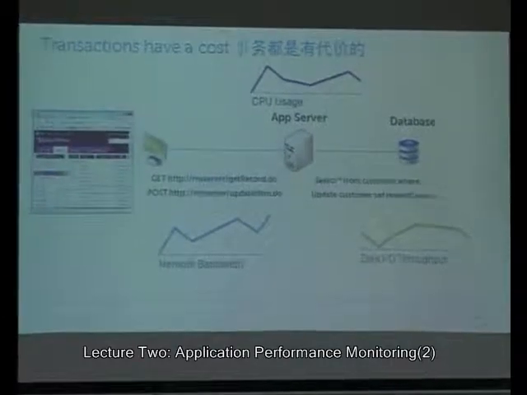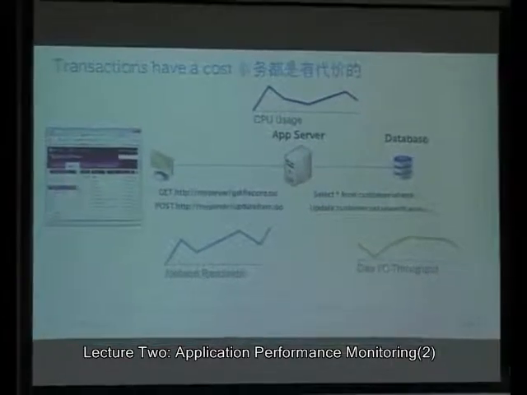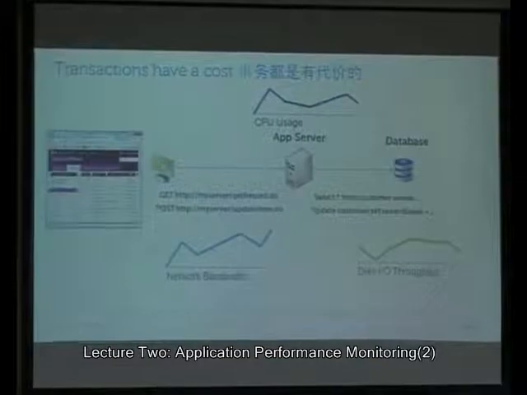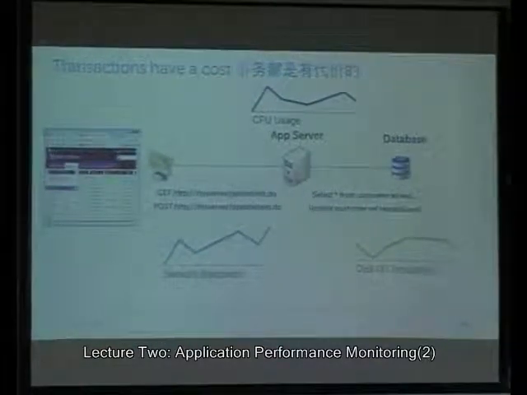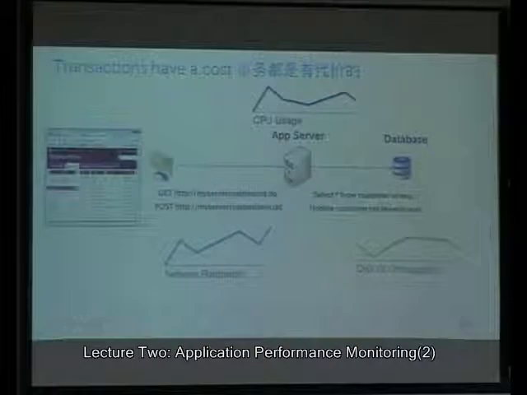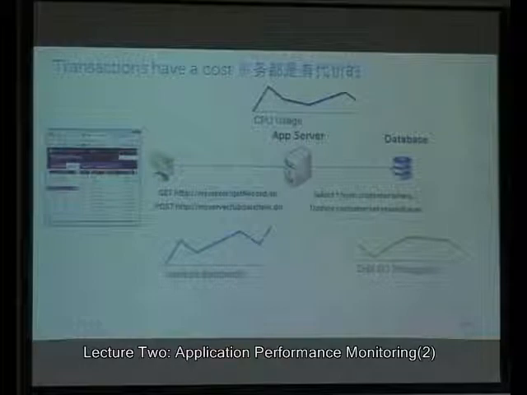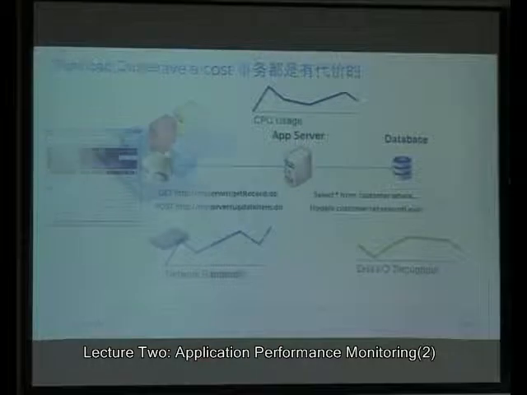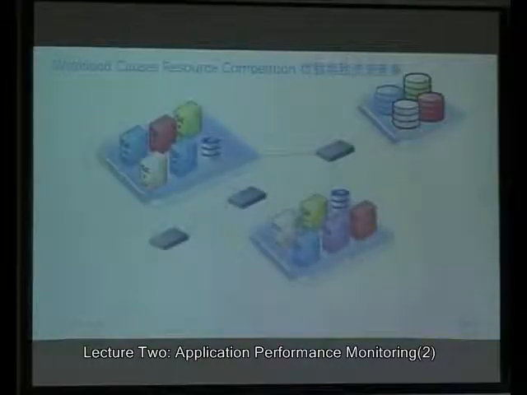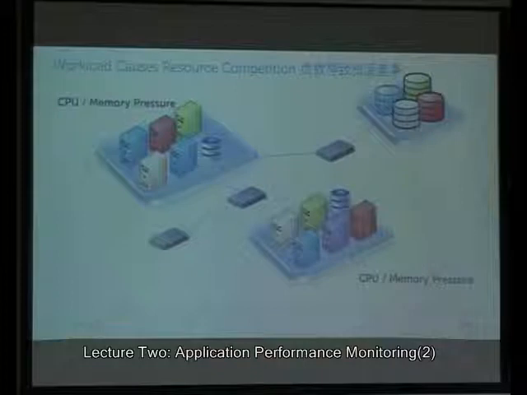Those things are limited resources. Remember, when we talked about metrics, we talked about performance and throughput. That would be how fast are the transactions, how many transactions are there. Whereas resource and availability metrics are about the cost of these things.